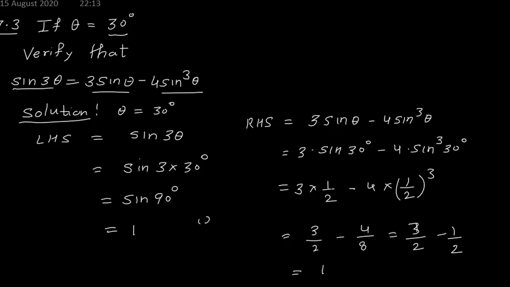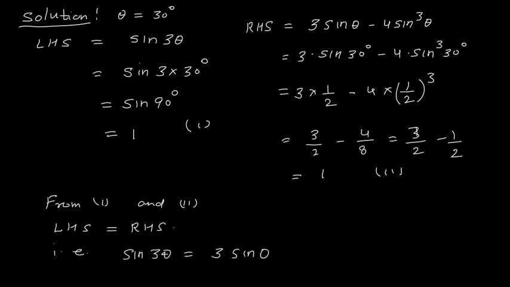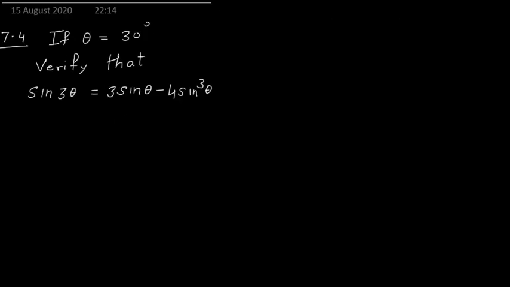So this is the first equation, this is the second equation. Again, from 1 and 2, I will say that LHS is equal to RHS, that is sin 3 theta is equal to 3 sin theta minus 4 sin cube theta. Right? Simple? Okay. Now let us see one more question.